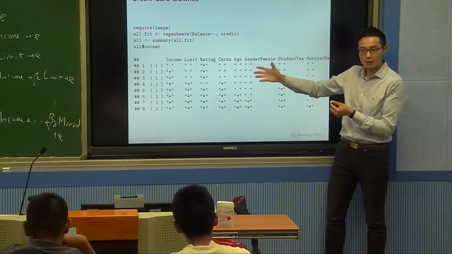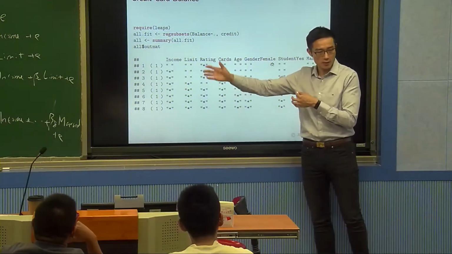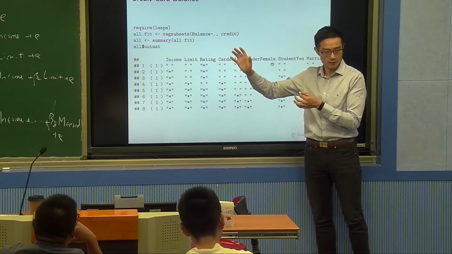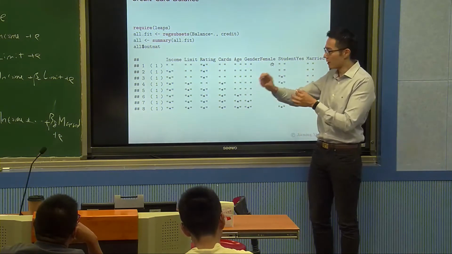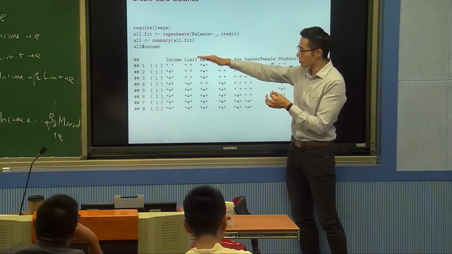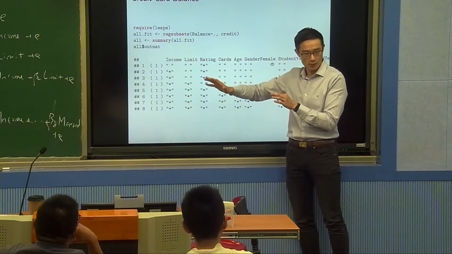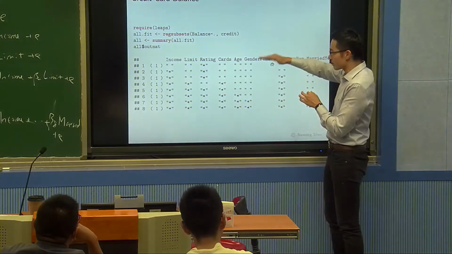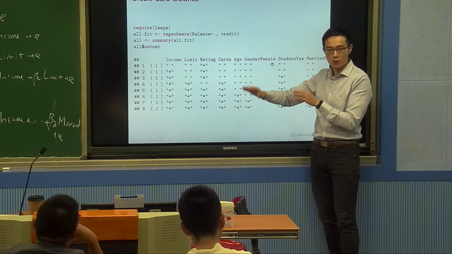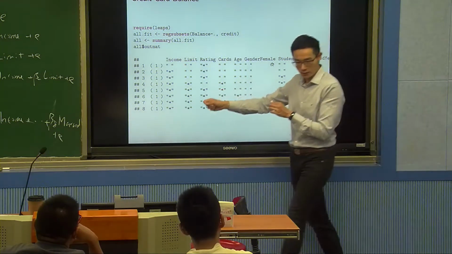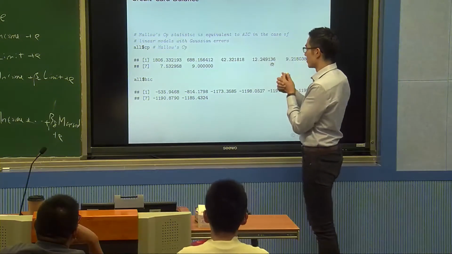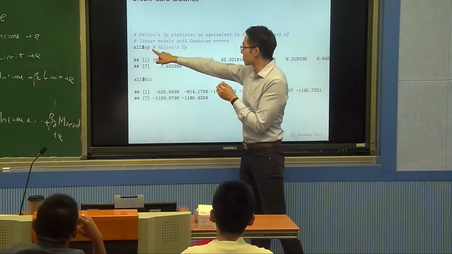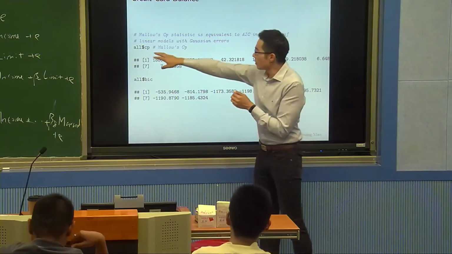Now, the way it does this is by fitting all 256 different models and computing the AIC by default. The default criterion is AIC, and we pick the smallest AIC for each number of variables. And then, of course, you can compare the AIC of these selected models to see which one is the smallest, and you can pick that one. So here, we can see that according to the AIC, the Mallows Cp is basically the AIC number here.